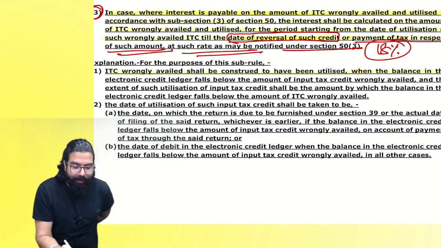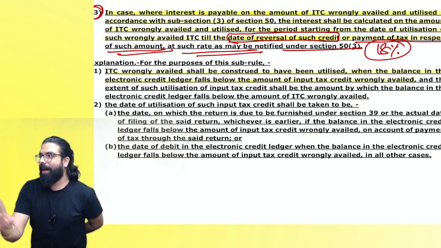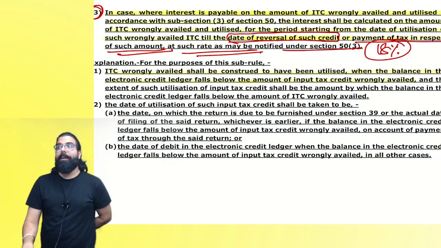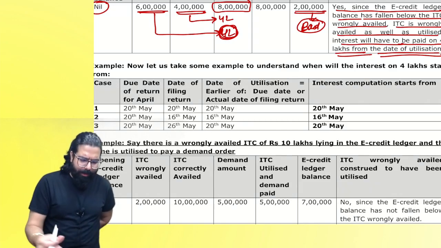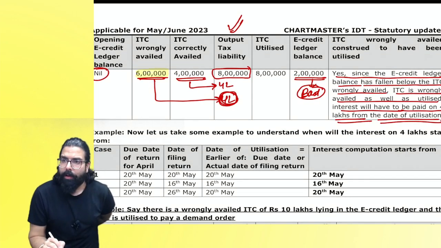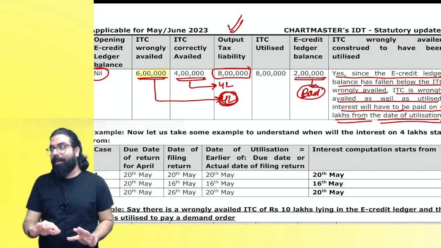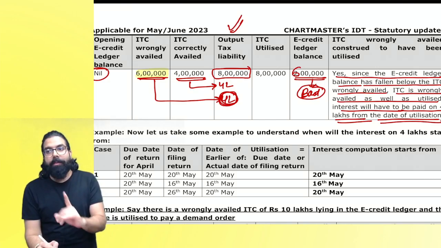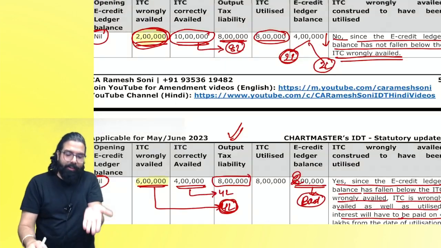When the balance in the e-credit ledger falls below the amount of ITC wrongly availed. Are you able to understand? It will be assumed that you have utilized the credit. How much was the wrongly availed credit in the second case? 6 lakh. Correct? Listen. How much was the ITC wrongly availed? 6 lakh. If your e-credit ledger balance is 6 lakh, then it is not utilized. It became 2 lakh, which means you have used how much? That is what is told in the law.